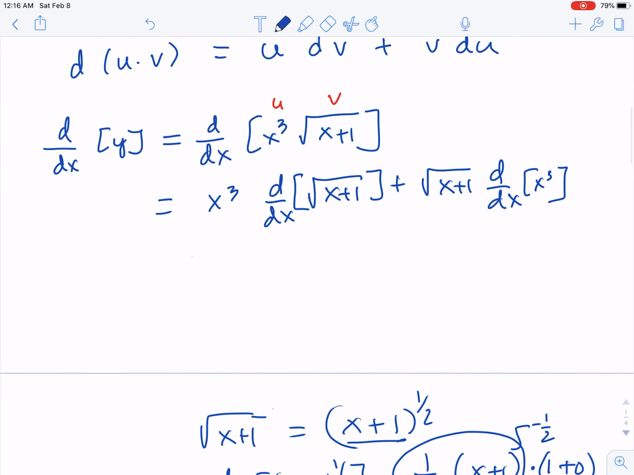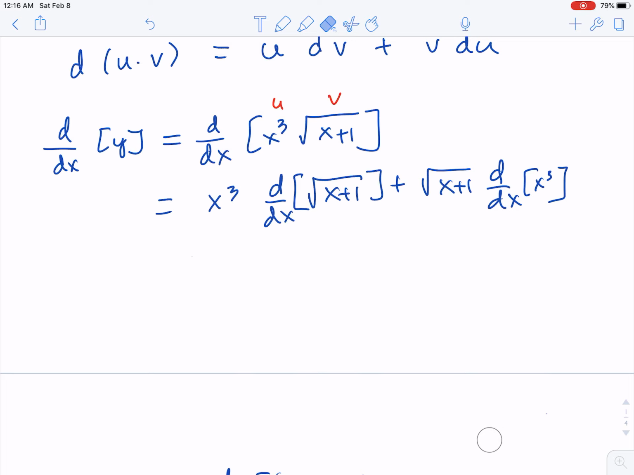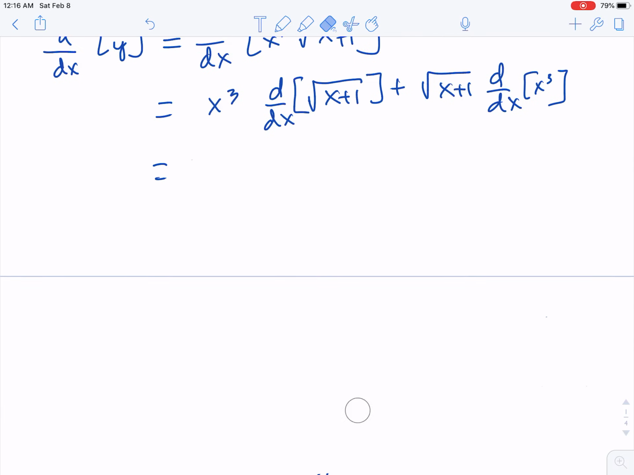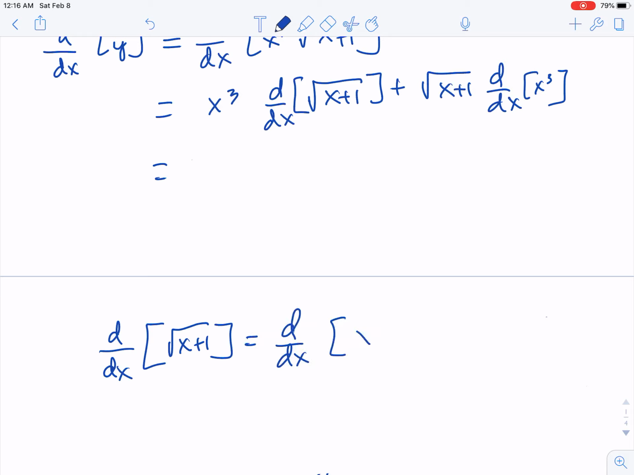Okay? So, bura tayo. Ano ngayon ang derivative ng x cubed times square root of x plus 1? Scratch muna tayo. Derivative of square root of x plus 1. Kung napanood niyo yung previous video, ginawa natin yung square root of x plus 1 equals to x plus 1 raised to the 1/2.